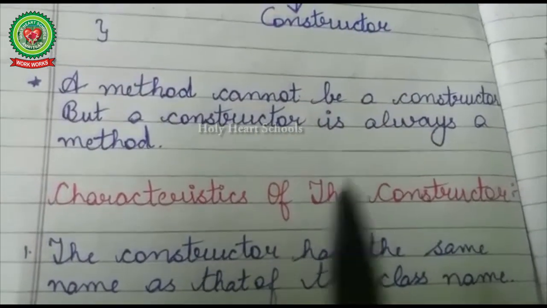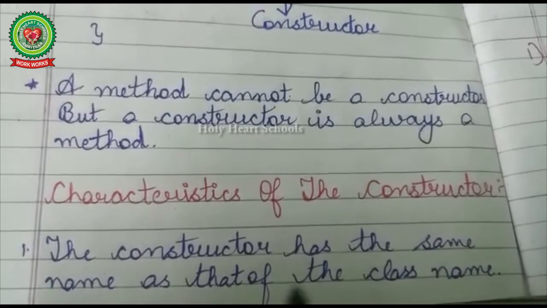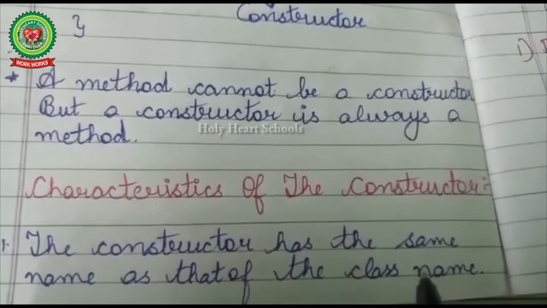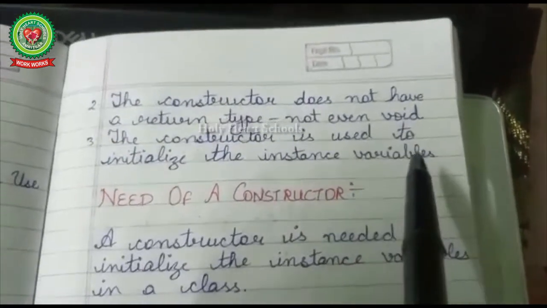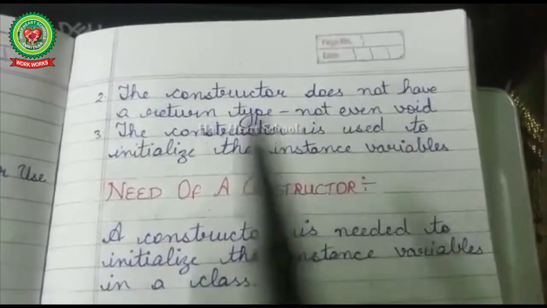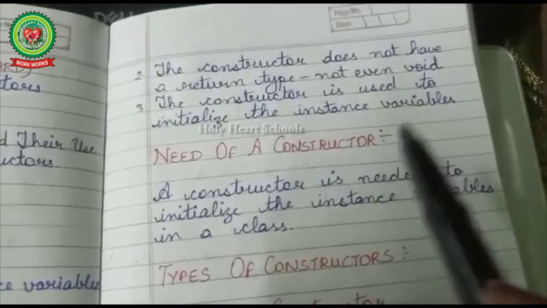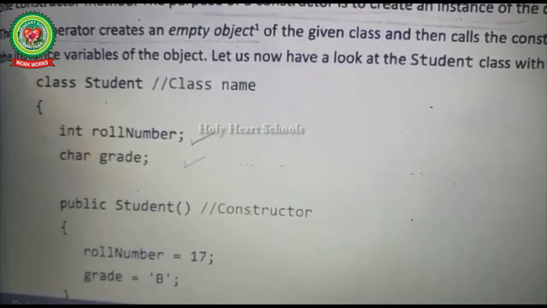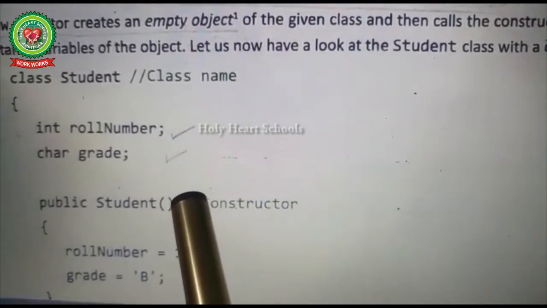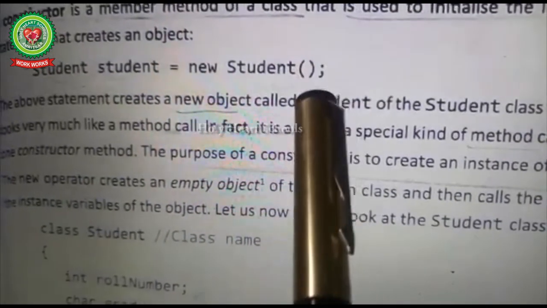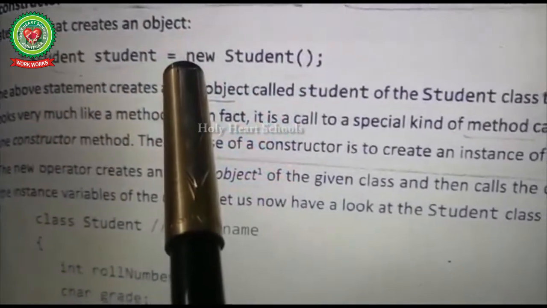Now, let's understand the characteristics of the constructor. The constructor has the same name as the class name. The constructor does not have a return type, not even void. The constructor is used to initialize the instance variables, that are the variables of an object. So students, you know, a member method is always called by an object, but a constructor is invoked automatically when we create an instance of the class.